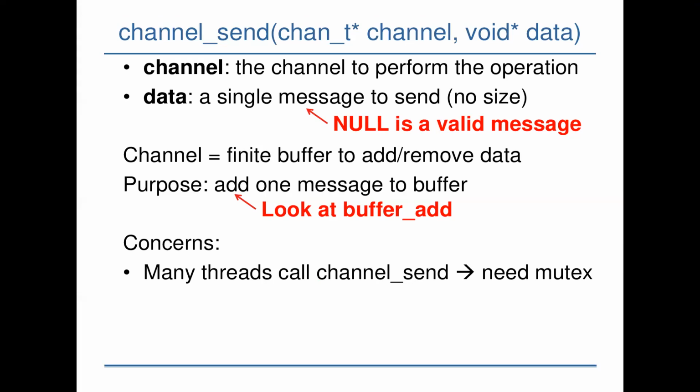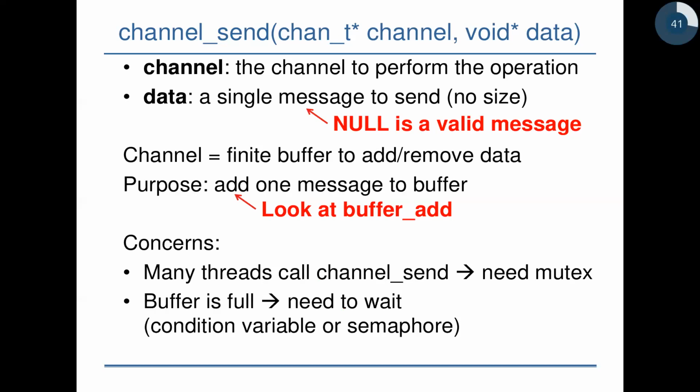Now the concern here is that many threads can call channel send. Channel create is of course called by one thread during initialization, but channel send can be called by multiple threads, so you need a mutex for that. When you try to modify the buffer, make sure you get the mutex and then unlock, just like the way that we did it in the slides, when we had the producer and consumer problem.